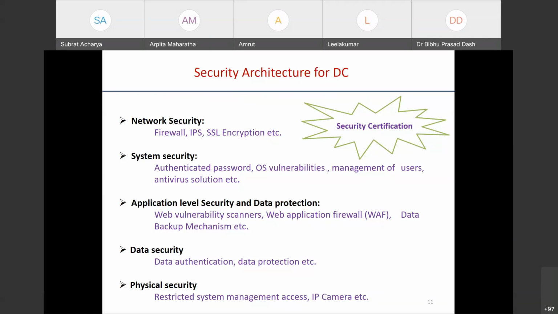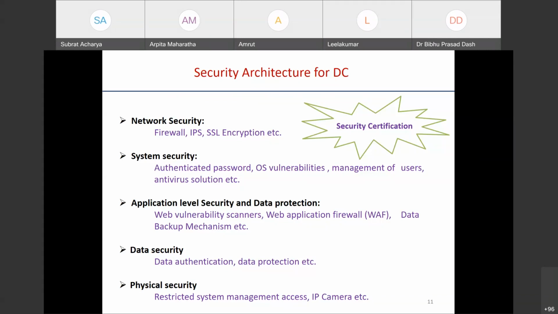The network security is about what devices are available inside the premises. They are basically the firewall, the intrusion prevention system, and SSL encryption. These are the protocols we use for network layer security, so that type of device level information is required. Then coming to system level security, whether password protected devices are there, or any OS related vulnerabilities, or user management, that means any LDAP or that kind of protection is there or not. All this information we have to give to the model.